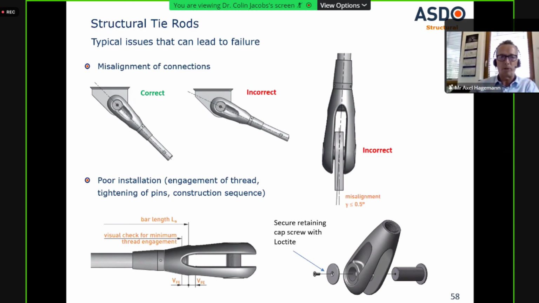That means the weakest part is always this area, and you will see it in every fatigue test and every subsequent break load test. You always have the failure in the thread area, but you don't have any problems with the joint, because the joint is much higher in its resistance and its calculations compared to the cross section of the tie rod.